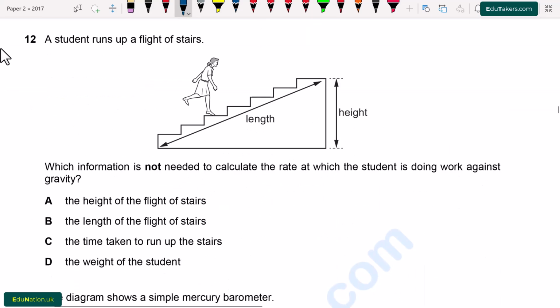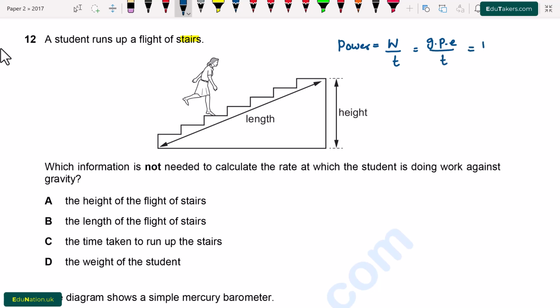Question number 12. A student runs up a flight of stairs. Which information is not needed to calculate the rate at which the student is doing work against gravity? So here we have to find out the rate at which the student is doing work against gravity. This rate is basically equal to power. Power is equal to work over time. Work is basically equal to gravitational potential energy in this case. So I write here gravitational potential energy divided by time.